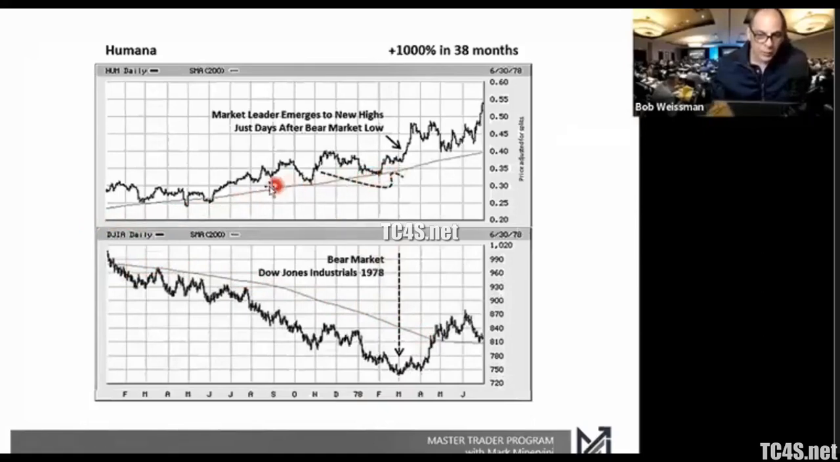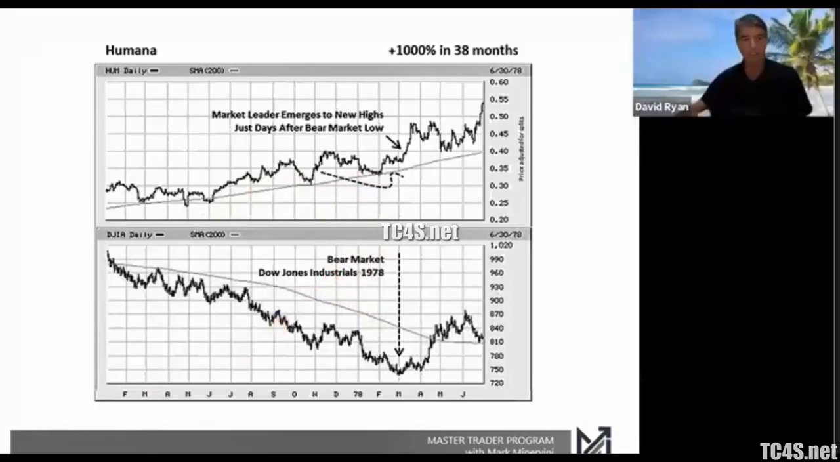Stage 2 uptrend. See, the stage 2 uptrend is already in place before the move starts, right? And it's bucking the market. It's in complete contrast to the market. So it's so obvious that you see the outperformance there. And Mark, this is Humana as the market is in a bear market, just building one base on top of another base along the way.